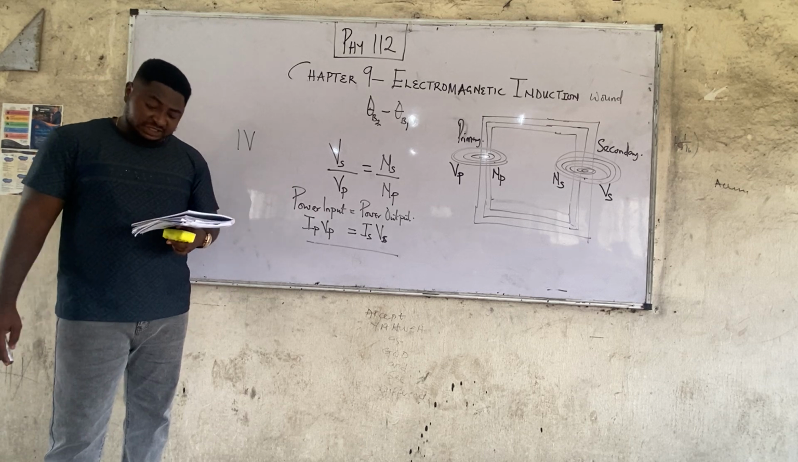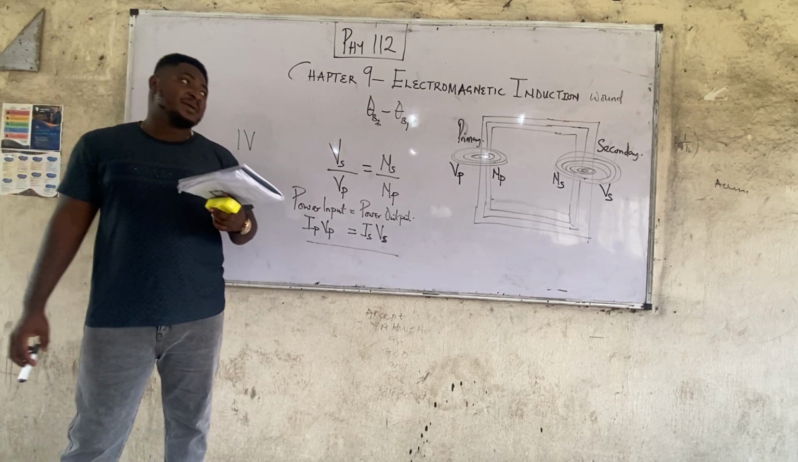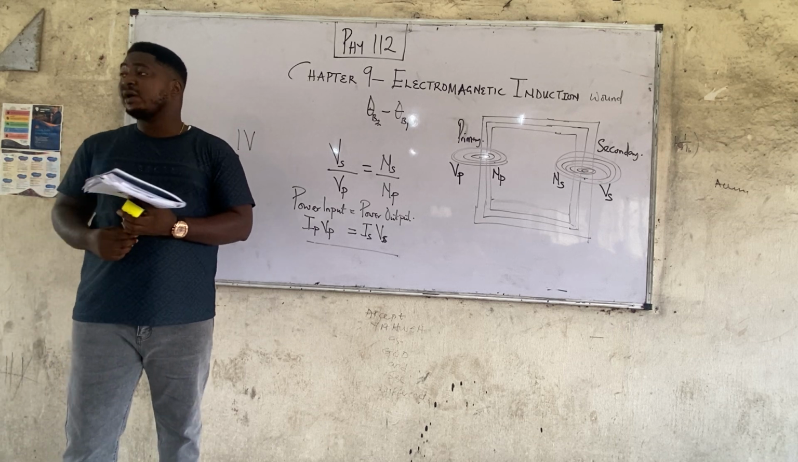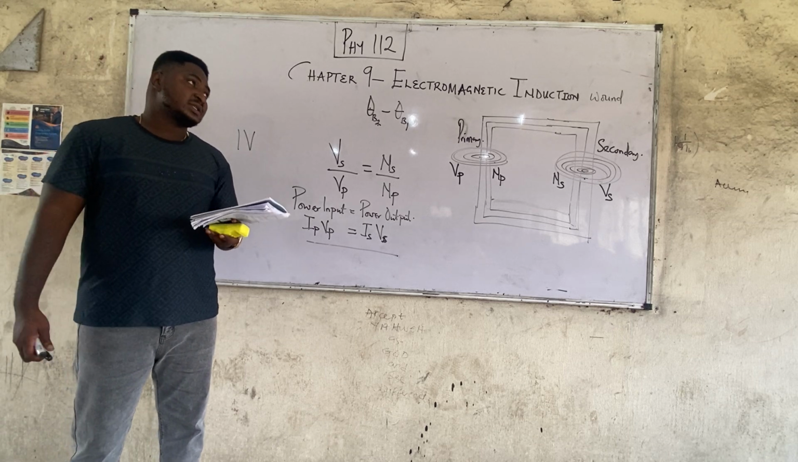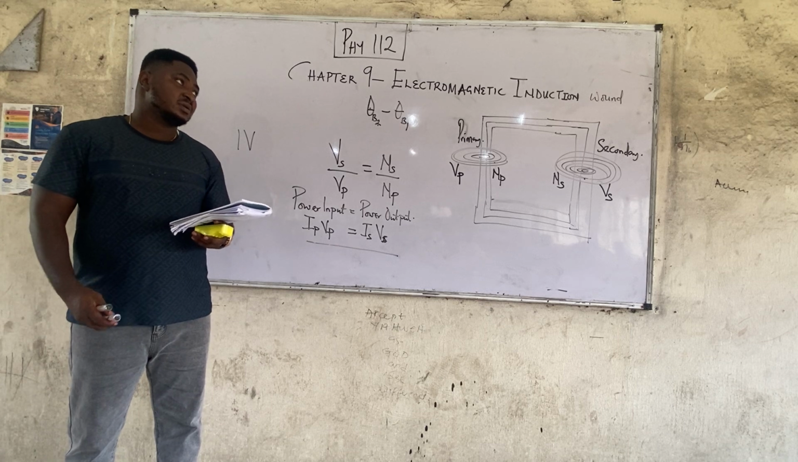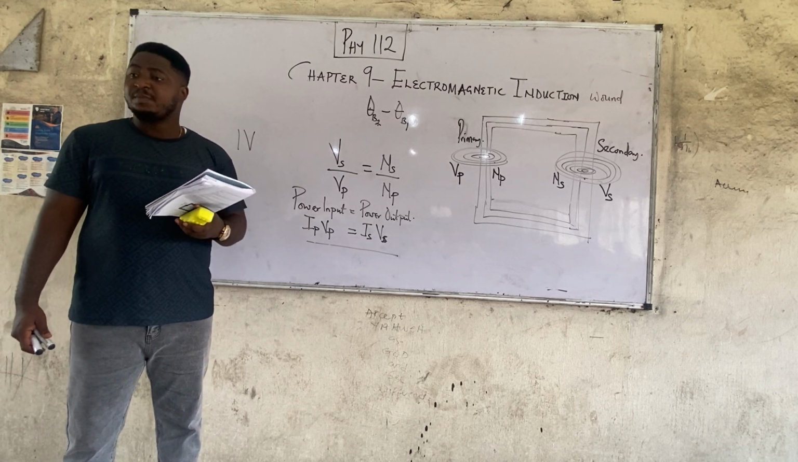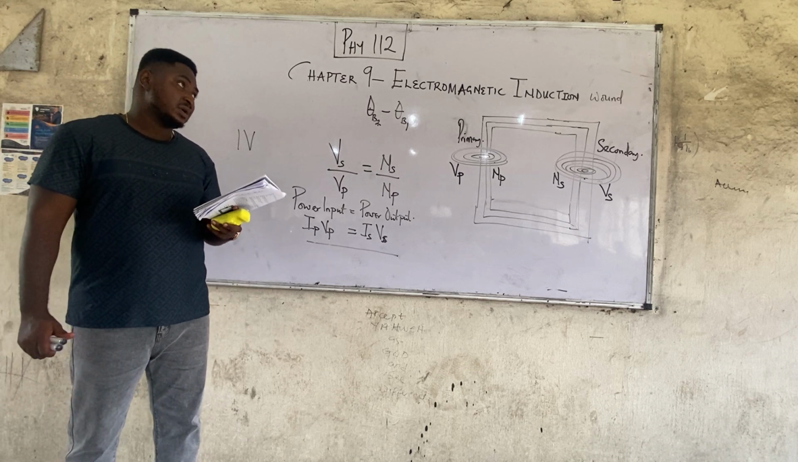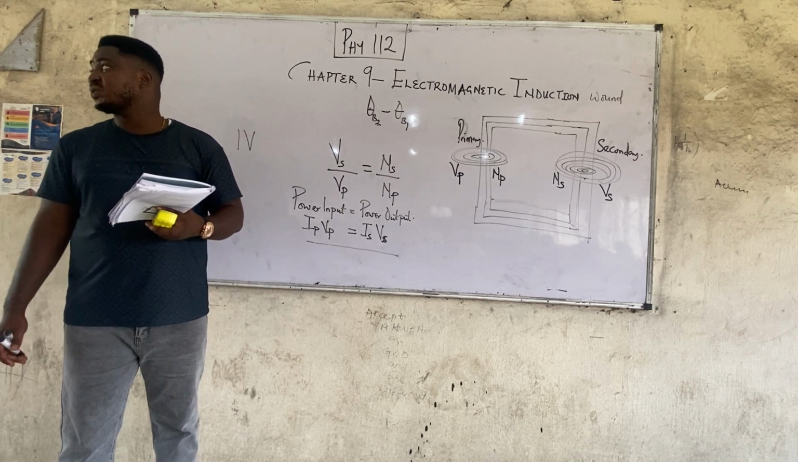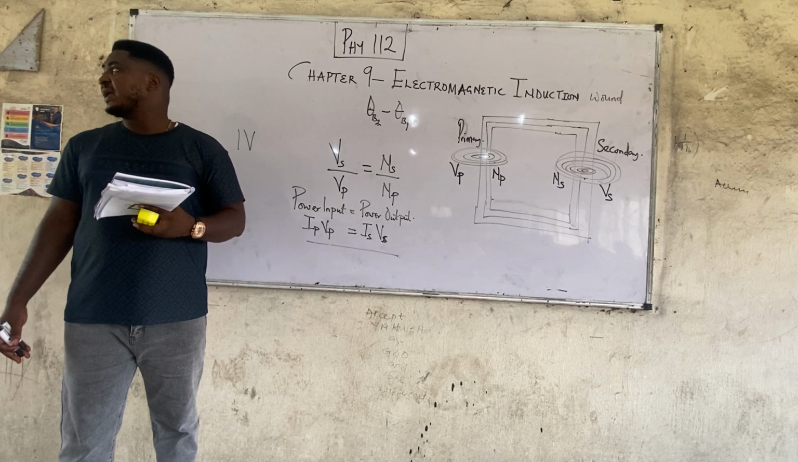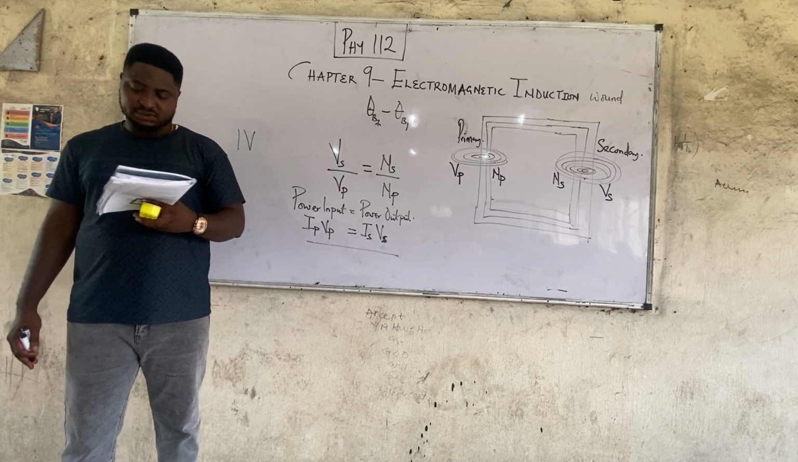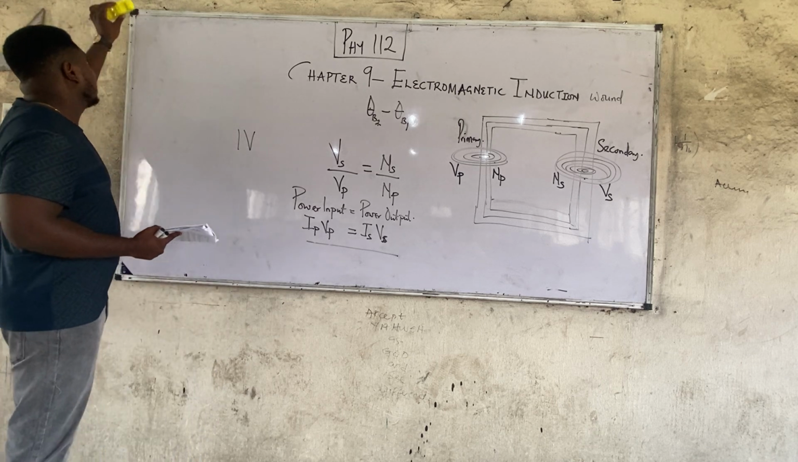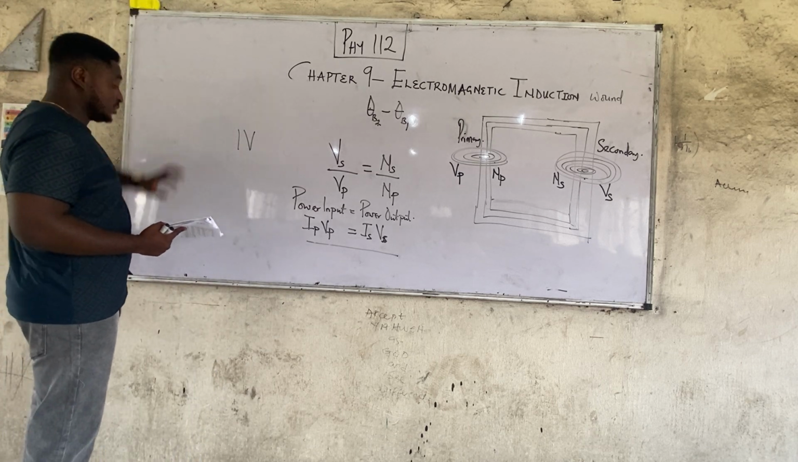The primary coil of a transformer has 20 turns, while the secondary has 1,000 turns.